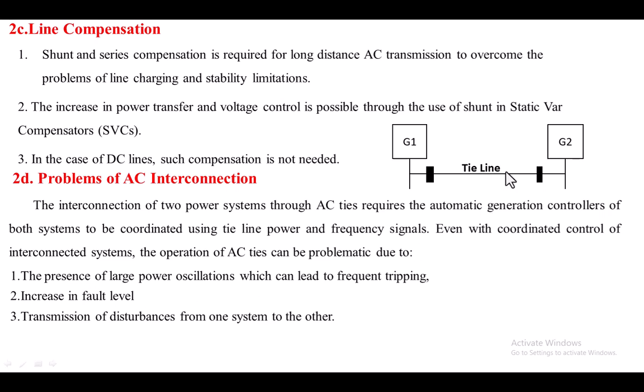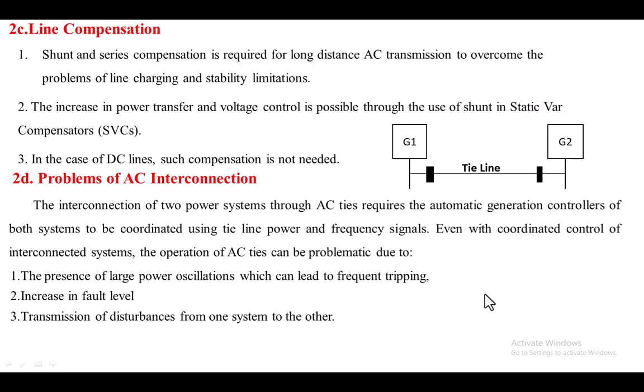It is going to affect the frequencies of any one generation, and the number of faults which occur with the tie line will also increase. And the third one is, if any disturbance occurs in one system, it will pass through to the second system through the tie line. These are some of the disadvantages of an AC interconnection system.